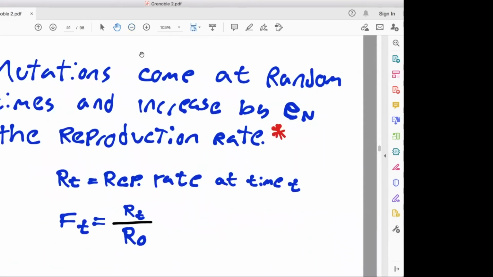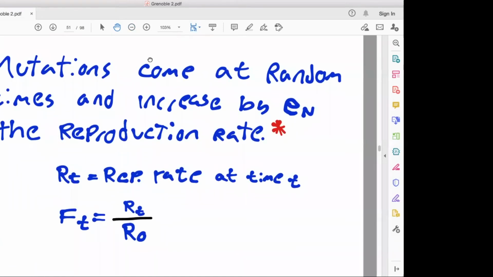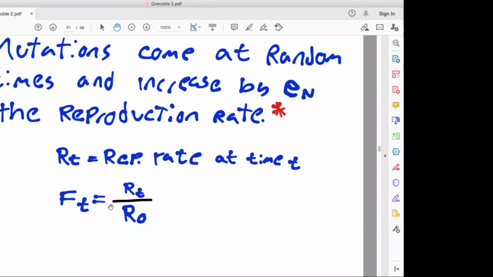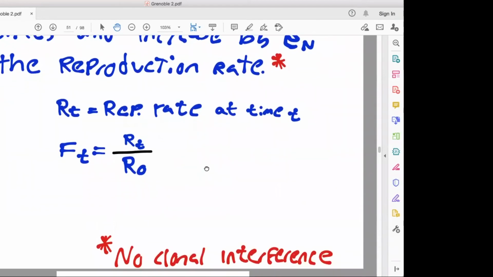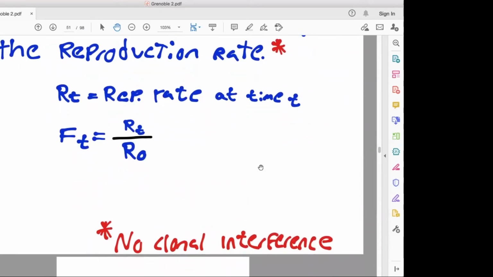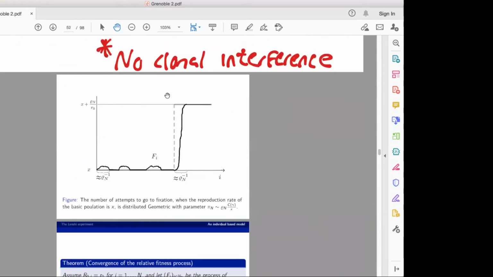So what we did next is consider a model in which there are a lot of mutations. Mutations come at random times, and each of them gives you some small selective advantage. And we define some stochastic processes: the reproduction rate of the basic population and the relative fitness at such time. For our model to work, we need to work under the assumption of no clonal interference, meaning that one mutation comes and then it either goes to fixation or dies before the next mutation comes. So it looks like this.